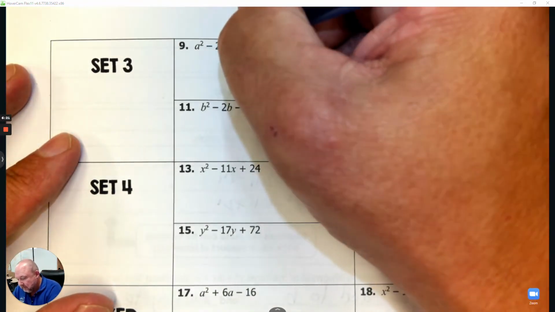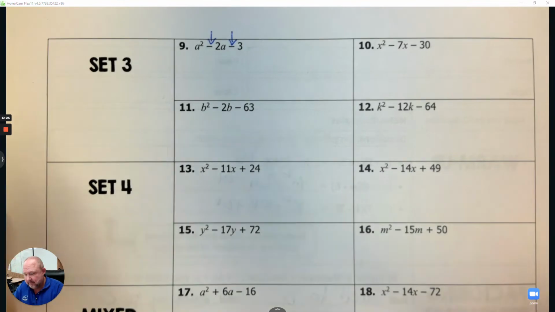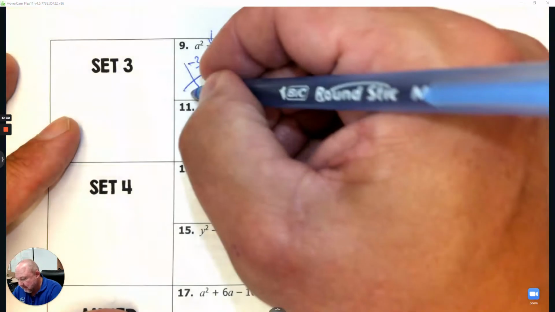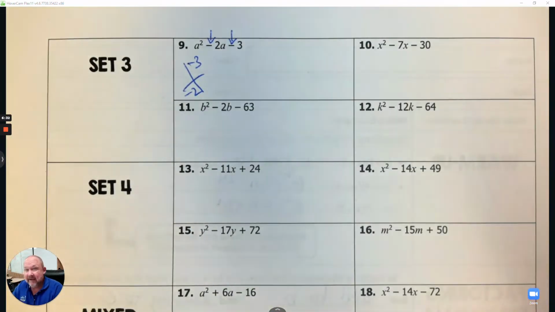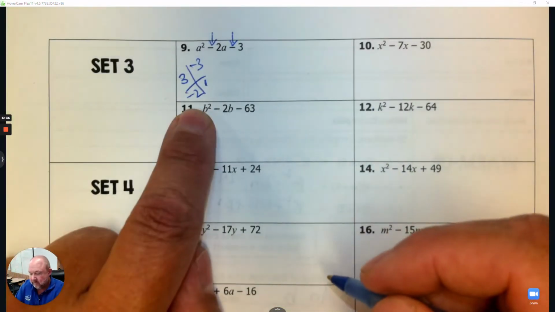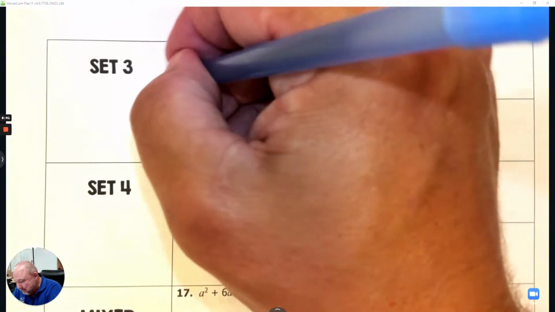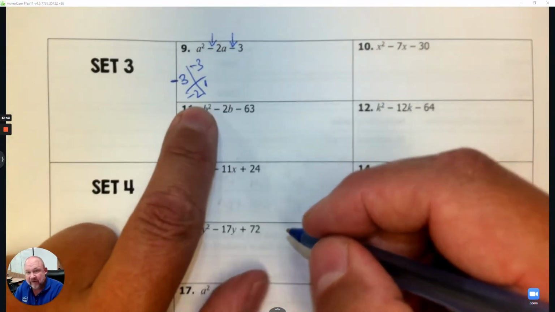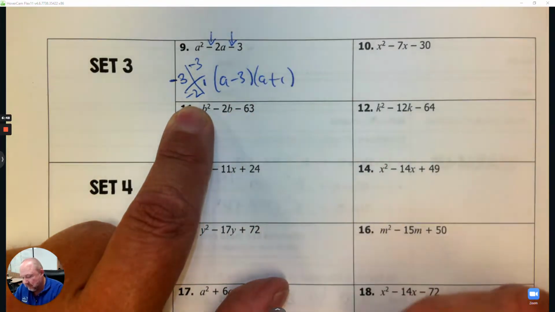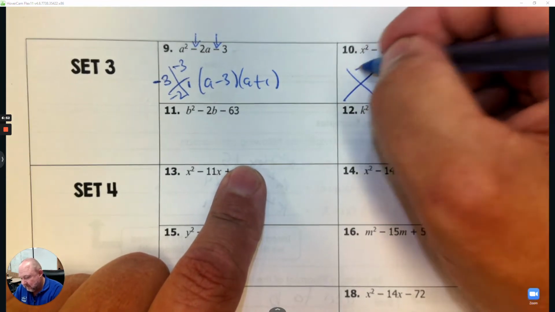So again, we're subtracting, but this time the middle number is negative. So the bigger number is going to be negative and the smaller number is going to be positive. Again, we're subtracting. So the two numbers that subtract to 2 and multiply to 3 are 3 and 1. But this time the bigger number is going to be negative because it's negative underneath. So that's A subtract 3 and A plus 1. This way it fits.